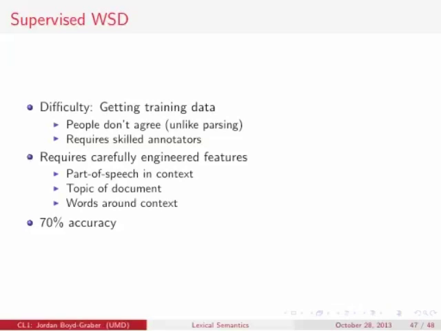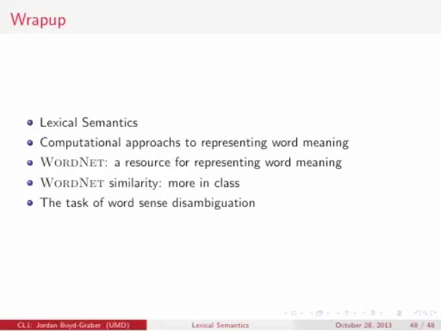So to wrap up, we talked about lexical semantics and how humans and computers can represent meaning. We talked specifically about WordNet, a resource for representing word meaning that's been used for many other applications outside of lexical semantics applications. We'll talk a little bit more about WordNet similarity in class. And then we also talked about the task of word sense disambiguation. This is one of the classical tasks in computational linguistics and is really one of the greatest unsolved problems. We'll discuss why it's so hard and where people are making progress with it further in class, and hopefully we'll have a good discussion about that.